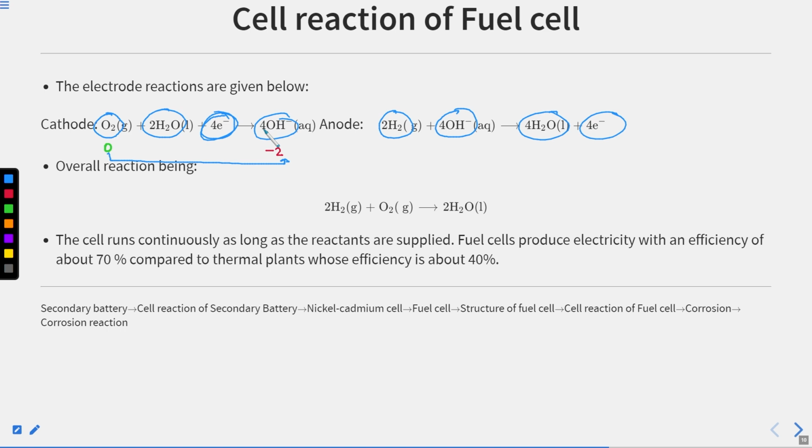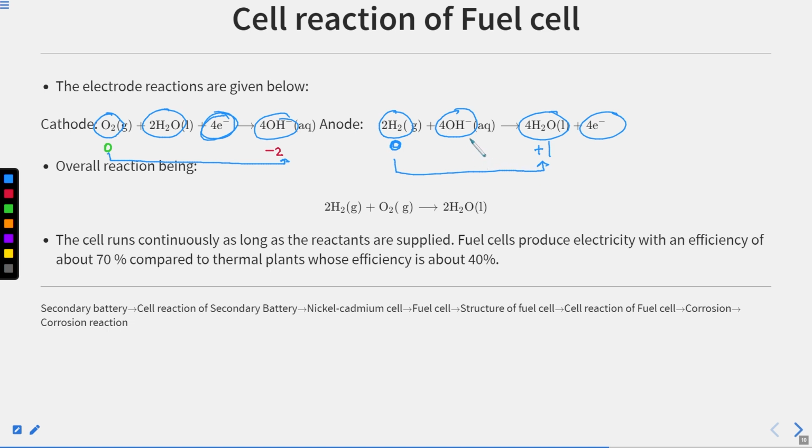If I talk about the reaction on the anode side, then we have hydrogen which is reacting with OH minus and going to H2O. Here also it has an oxidation state of 0 because it is elemental hydrogen. Then we have +1. So we are going from 0 to +1.